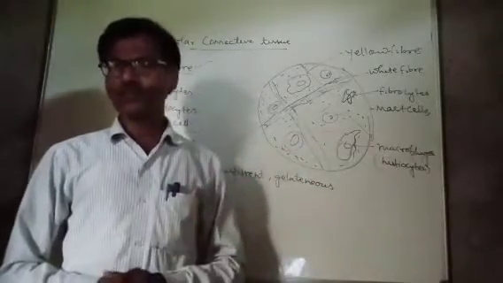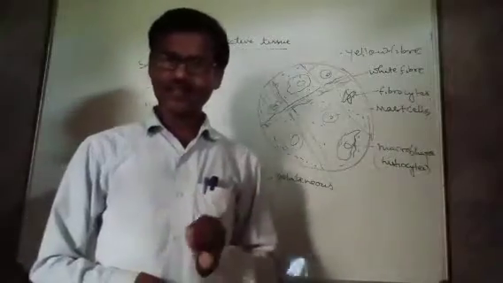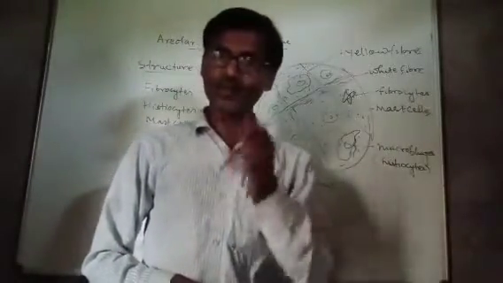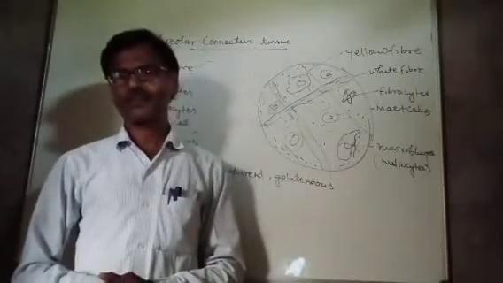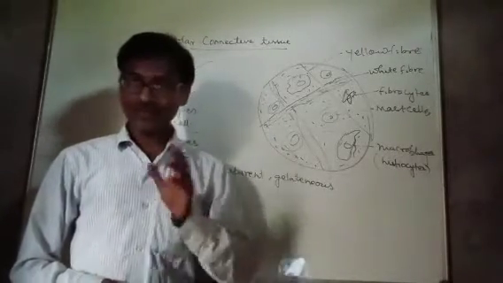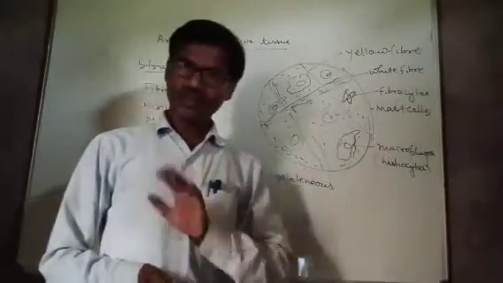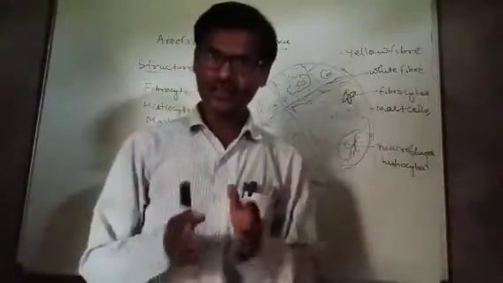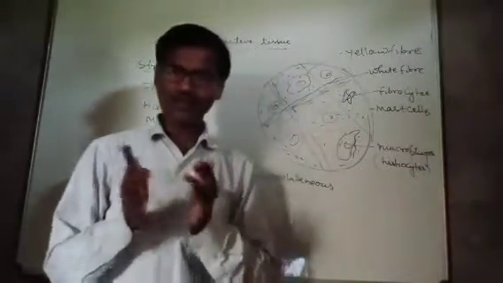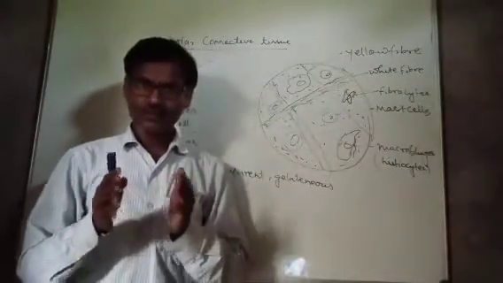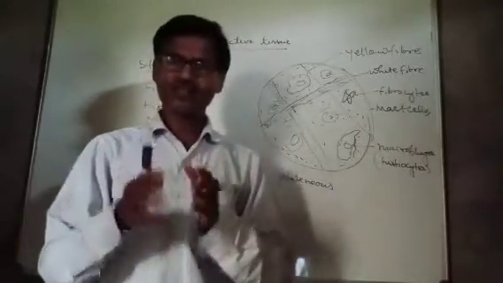Areolar connective tissue, as is clear from the name, has large intercellular spaces filled with matrix. The matrix in this type of tissue is transparent and gelatinous, right? The matrix of connective tissue is produced by, secreted by the cells.